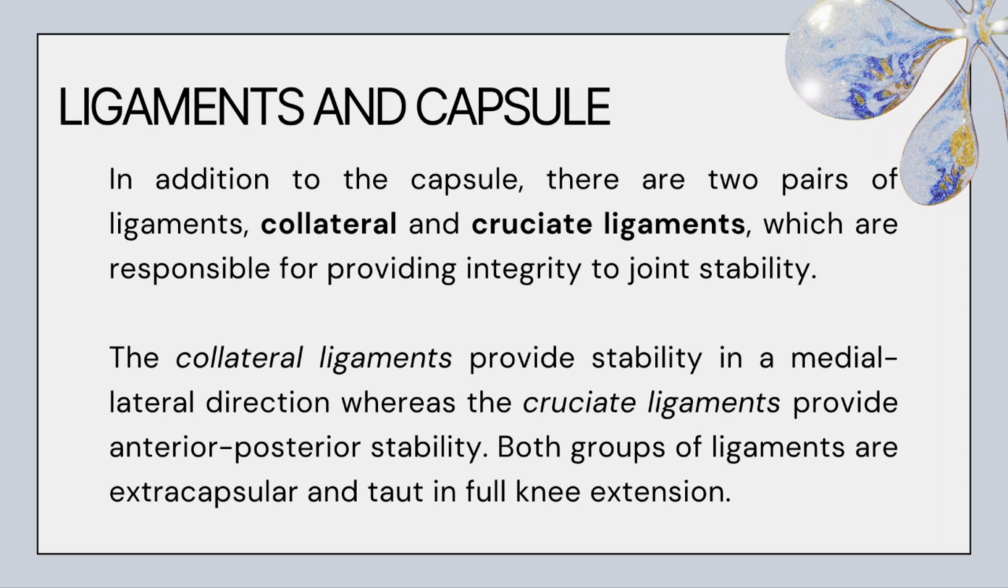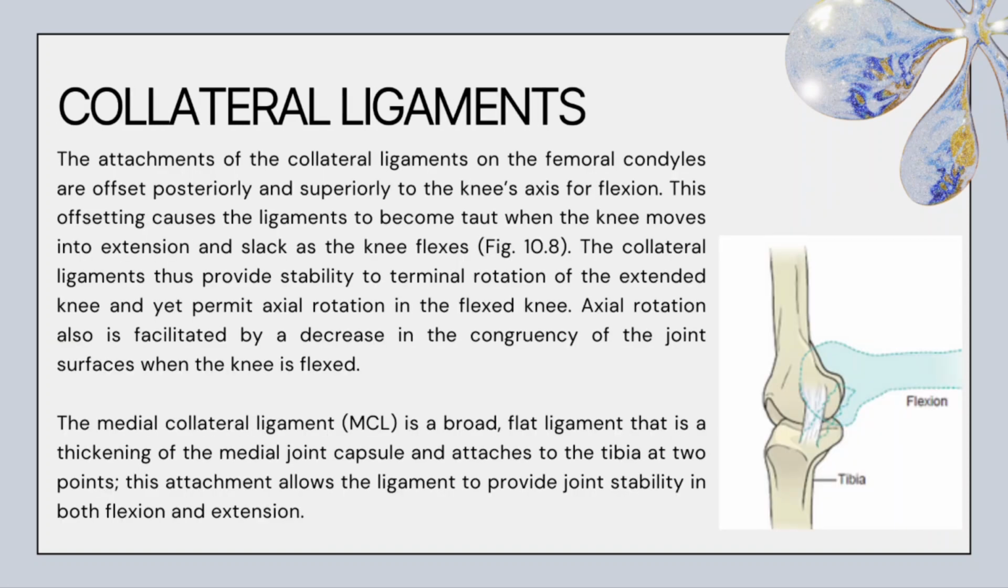The ligaments and the capsule. In addition to the capsule, there are two pairs of ligaments, the collateral and cruciate ligaments, which are responsible for providing integrity to the joint and preventing instability. The collateral ligaments provide stability in the medial-lateral direction, whereas the cruciate ligaments provide anterior-posterior stability. Both groups of ligaments are extracapsular and taut in full knee extension.